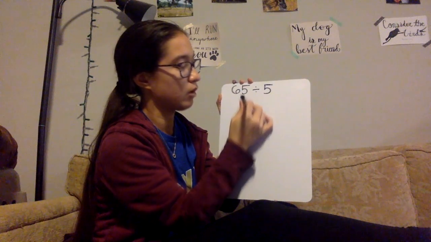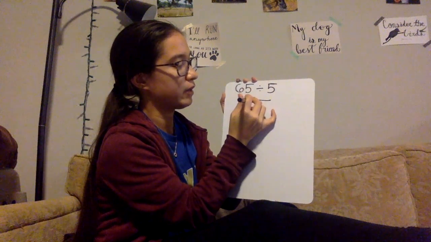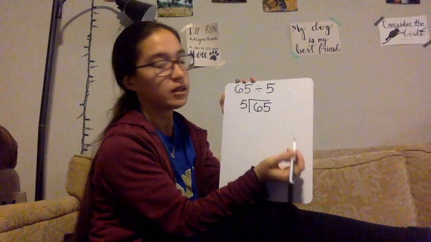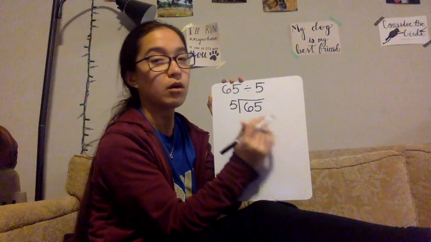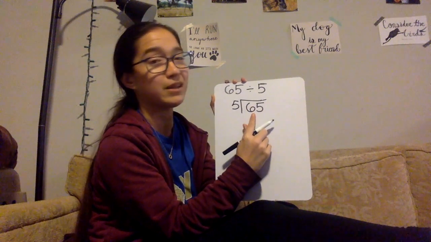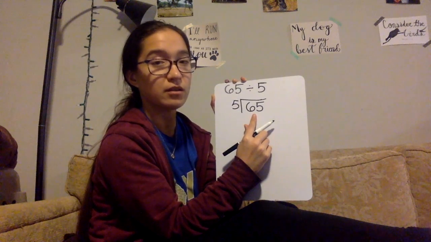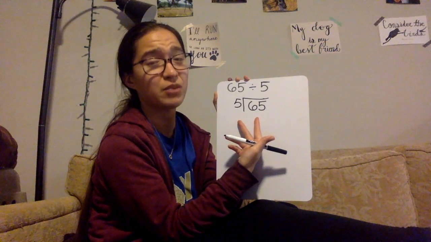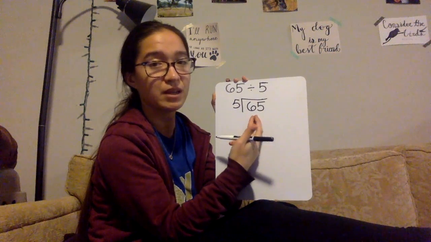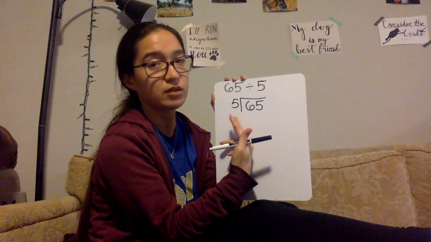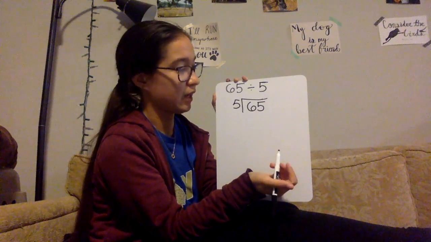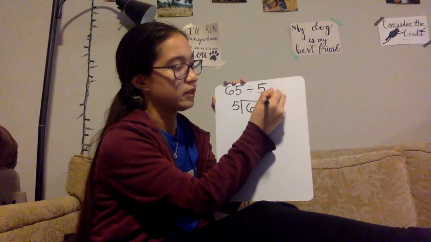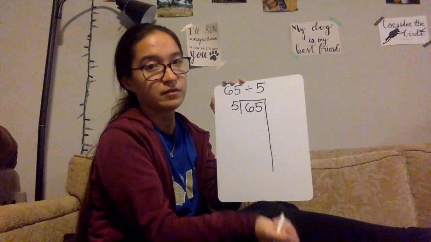Instead, I'm going to use my long division sign, and I'm going to write the 5 on the outside and the 65 on the inside. In 3rd grade, you will only ever see the big number on the inside. When you get into the upper grades in middle school, you'll see this flipped. But for now, a good way to check your work is knowing that your big number is going to be on the inside and your little number is going to be on the outside. Okay? Now, I'm going to turn my long division symbol into a big 7.